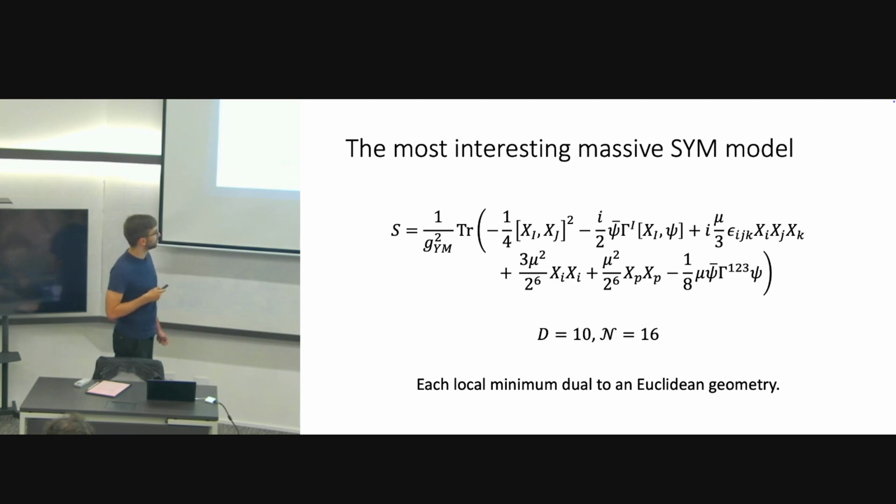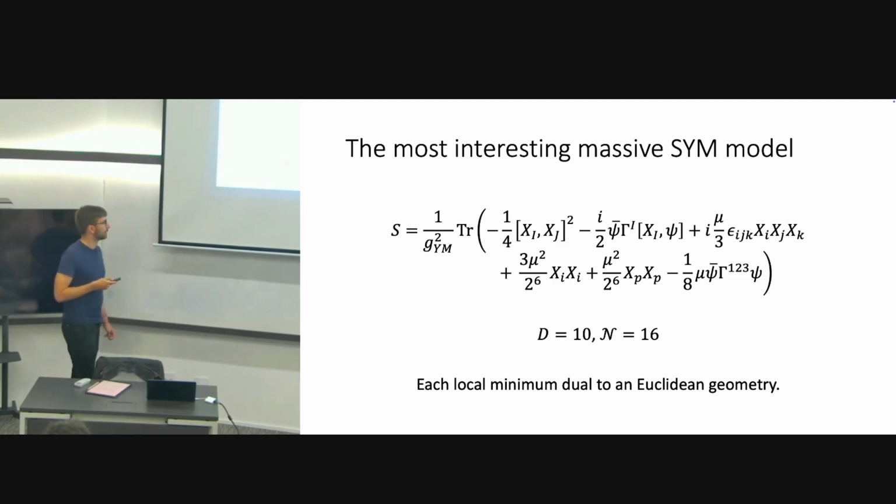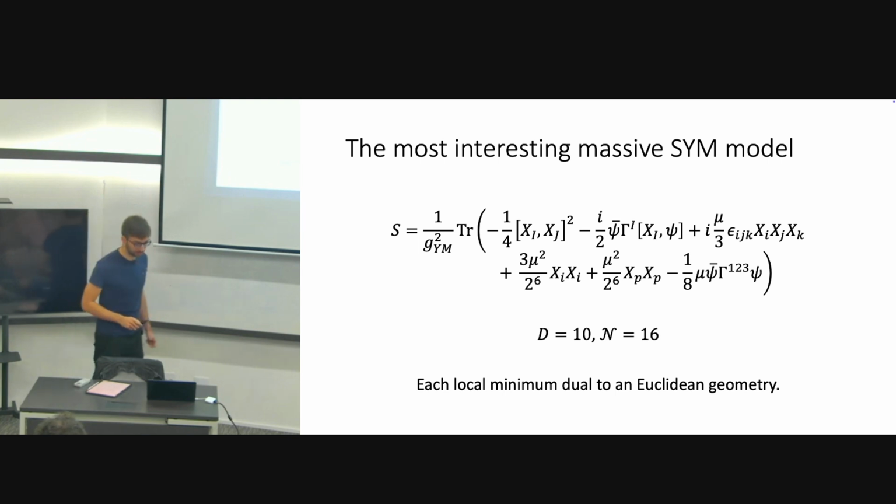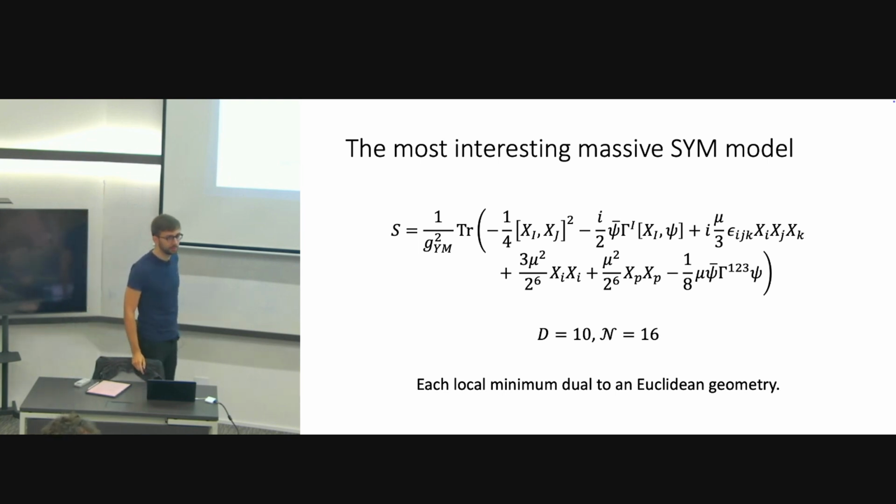And so this is the interesting model which has some very nice holography, that it should be dual to Euclidean geometry. You mentioned that in certain dimensions we have a super Yang-Mills model, and each one of them has such a massive deformation, right?